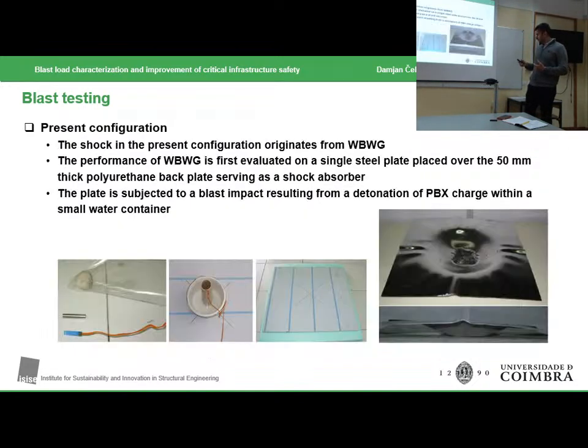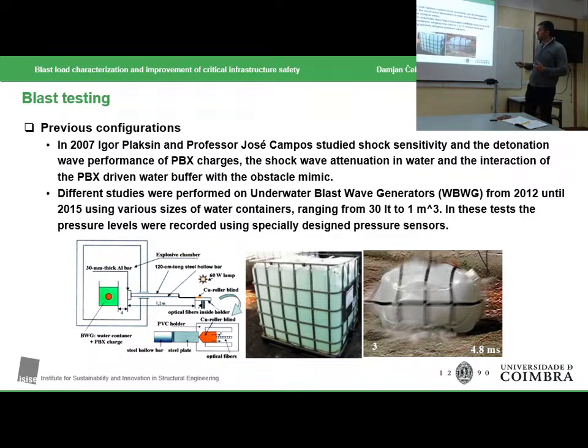First of all, in 2007, Professor Kampusz and his colleague Igor Plaksin developed a small blast wave generator. So they put a bit of explosive in a water container, and then they developed their own instrument. They put an aluminium plate, which was connected to the steel rod, and they had a copper roller blind covering the optic fibers, and a light source on top. So they were able to measure the velocity of the bar, which was set in motion by the shock coming from the blast wave generator.